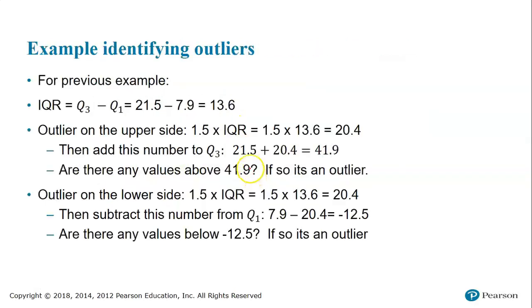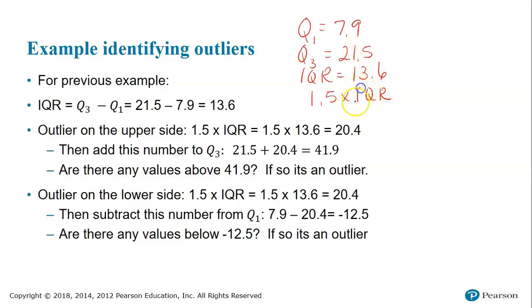So if we look at our values here, we found that our third quartile was 21.5 and our first quartile was 7.9. So if I subtract those two, I get 13.6. So my first quartile was 7.9, my third quartile was 21.5, and my IQR is 13.6. So I want to take that 13.6 and multiply 1.5 times the IQR. So I'll have 1.5 times 13.6, and that's going to give me 20.4.